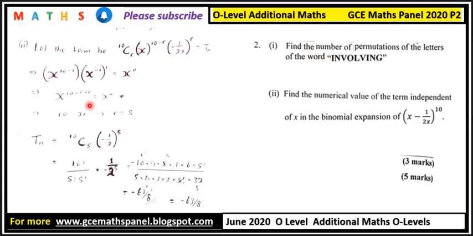So when we solve, you have R equal to 5. And therefore, the term independent of x is given by 10 combination 5 times minus a half to the power 5. And that gives us minus 63 on 8. 5 marks. The next question.